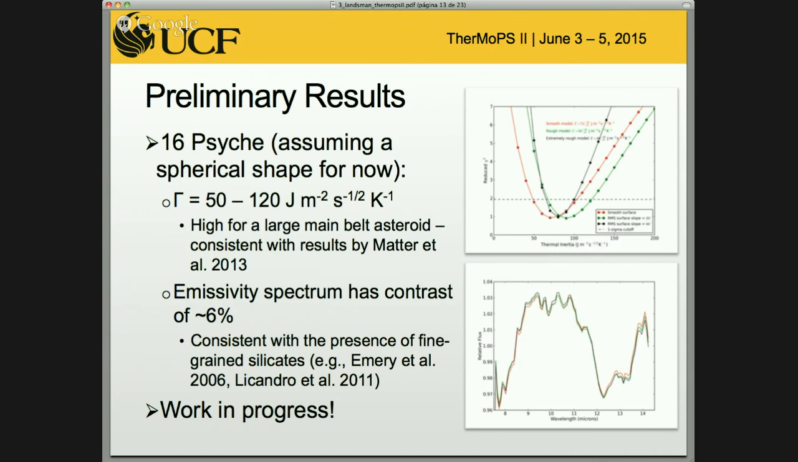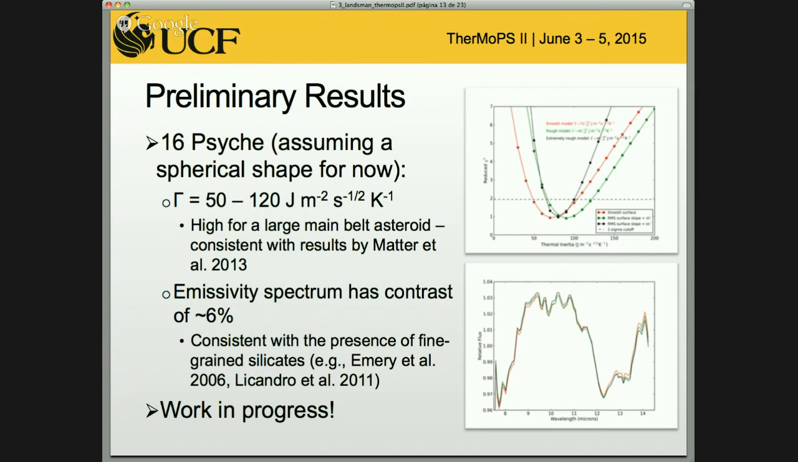So I chose 16 Psyche partially because it's just very interesting. As I said, it's a really good metal asteroid candidate. It's currently the target of a proposed NASA Discovery class mission to a metal asteroid. And the fact that it had been previously studied allowed me to have a reality check, I guess, to start this work. So for now, I've only assumed a spherical shape. There's a shape model out there that I'll incorporate into the model later on.